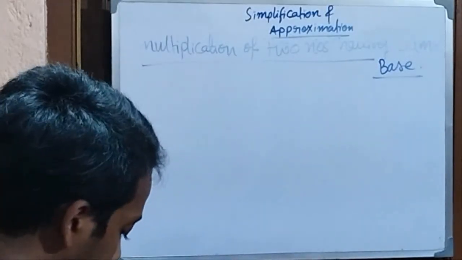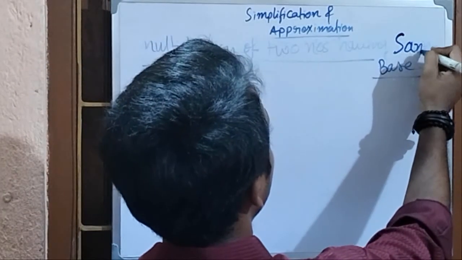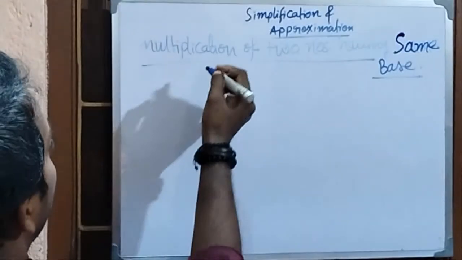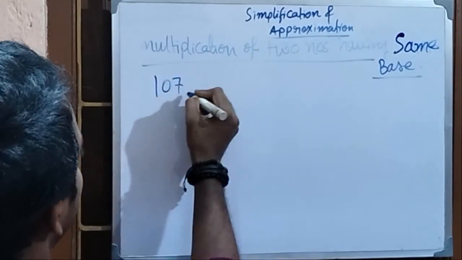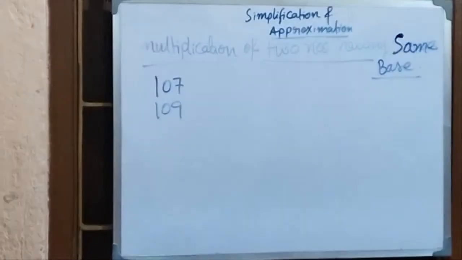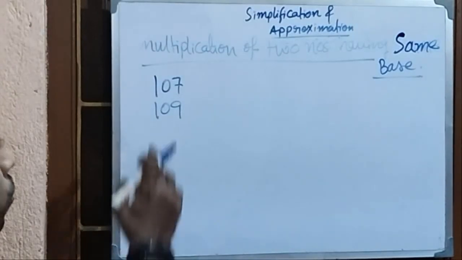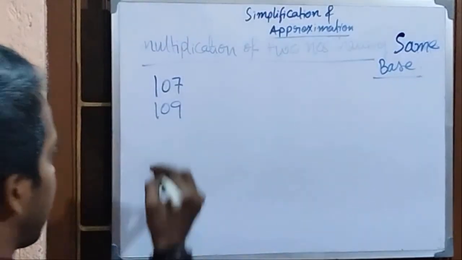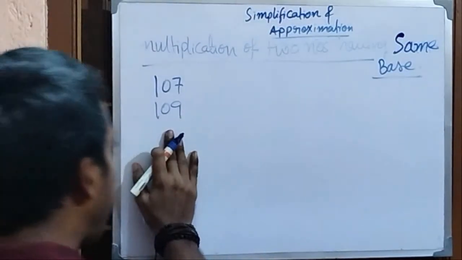Multiplication of two numbers having the same base, right? Okay. So again, take a number, 107 into 109. And here we will learn some extra technique. We will do this problem by two methods. The first method, as we have done in the different base case, we will apply here.